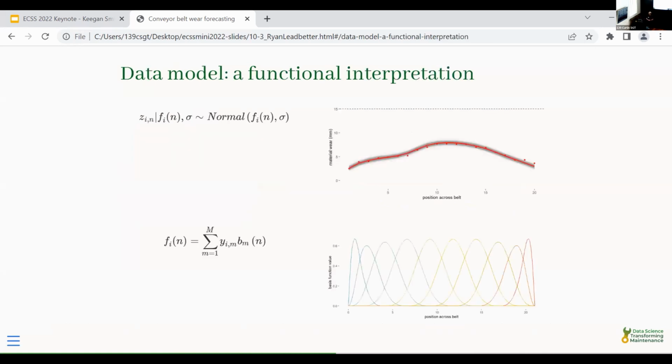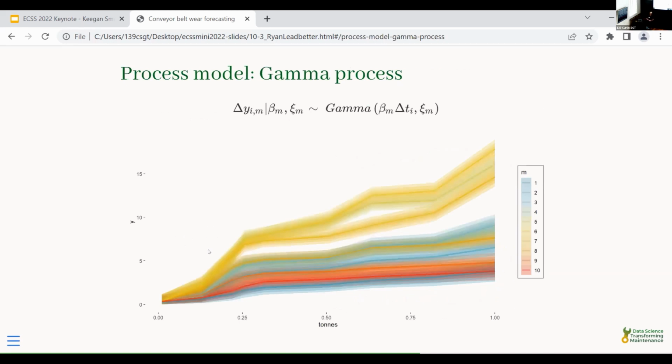So for the data model, we take a functional interpretation of the data. So this is to say that the sets of ultrasonic thickness measurements at each time are noisy observations of some smooth underlying random function. And we assume that this random function can be described by a B-spline with a fixed set of basis functions. And this allows us to model the evolution of the curve through time by modeling the coefficients of that spline, which is the y's. And this is exactly what we do in the process model.